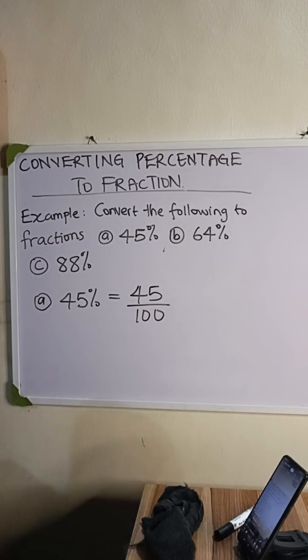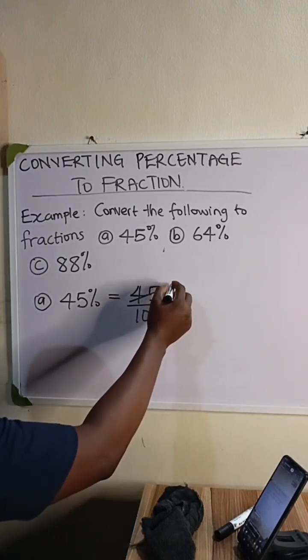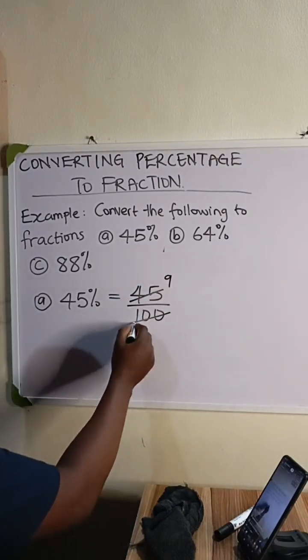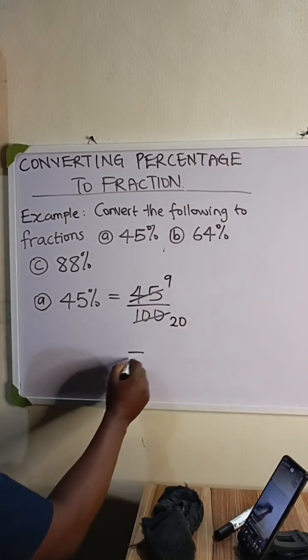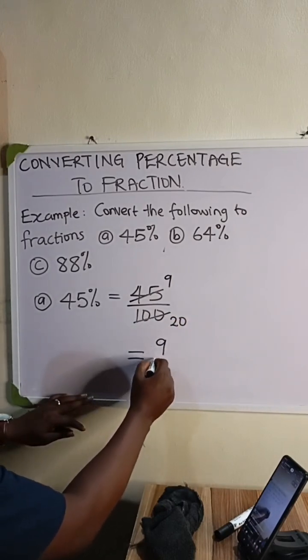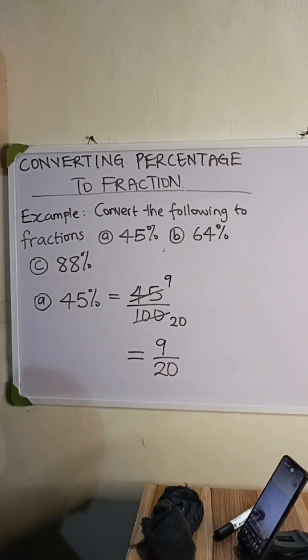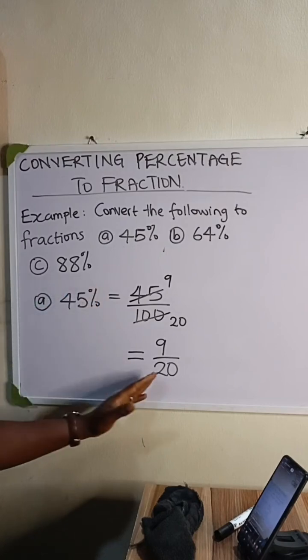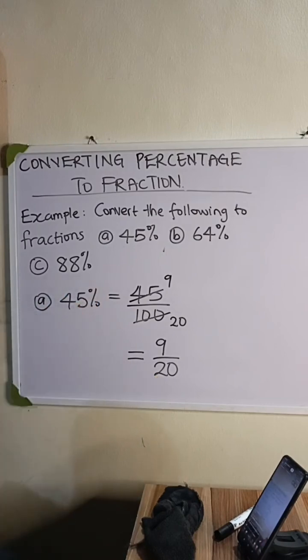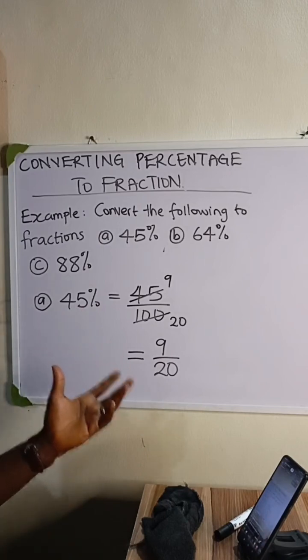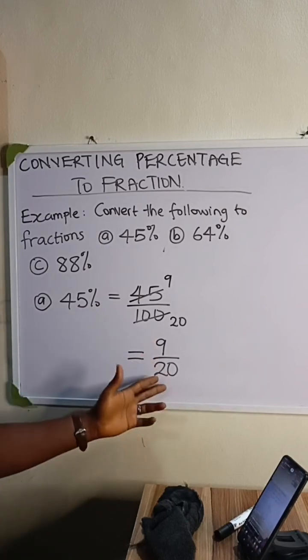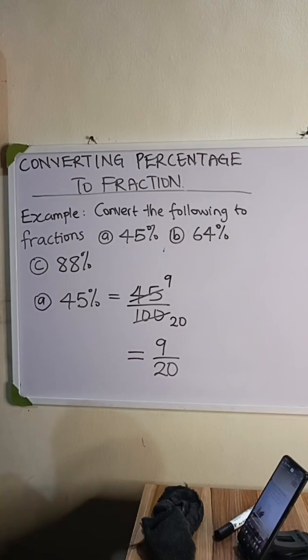So looking at 45 and 100, 5 can divide both 45 and 100. So 45 divided by 5 will give you 9. 100 divided by 5 will give you 20. So this means the lowest term of this is 9 over 20. That becomes the answer. So we've been able to convert 45% to fraction. So if you got 45% in a test, it means you had 9 marks out of a total of 20 marks. That's just what it means.